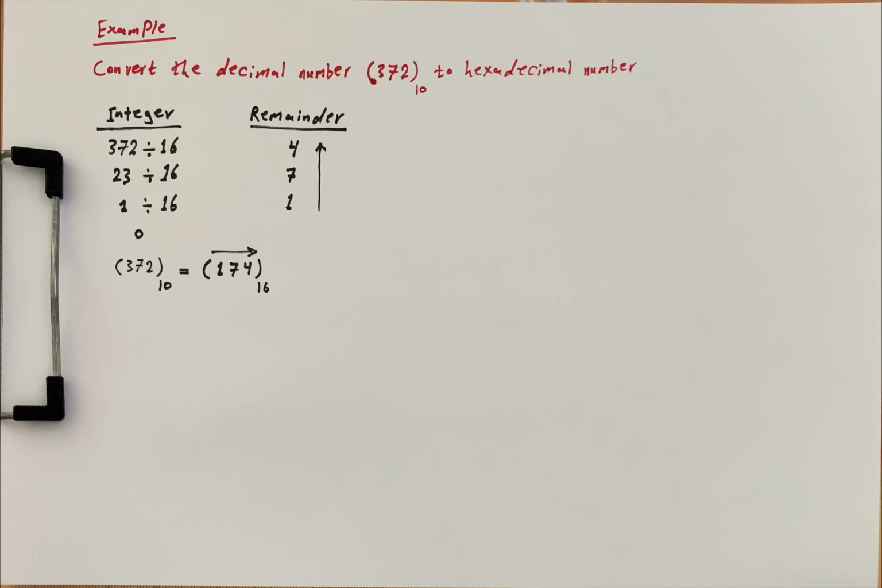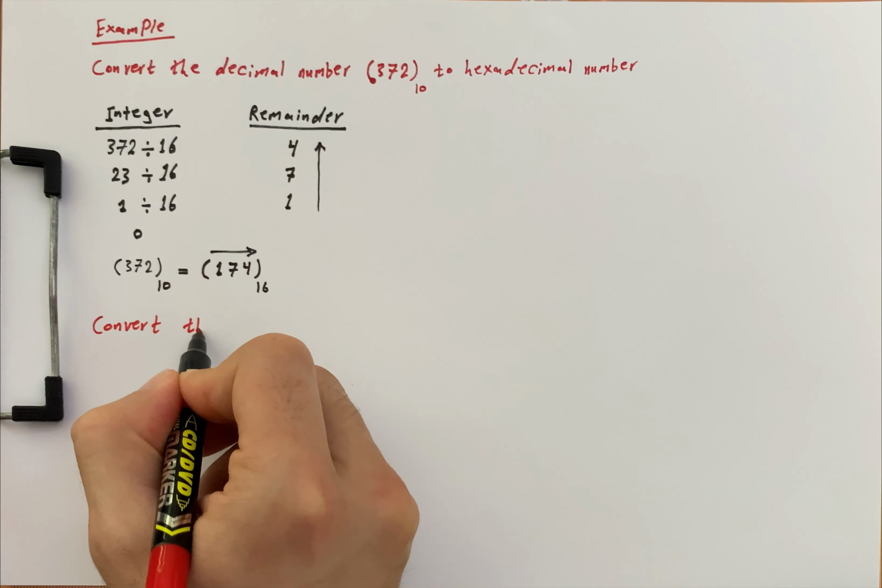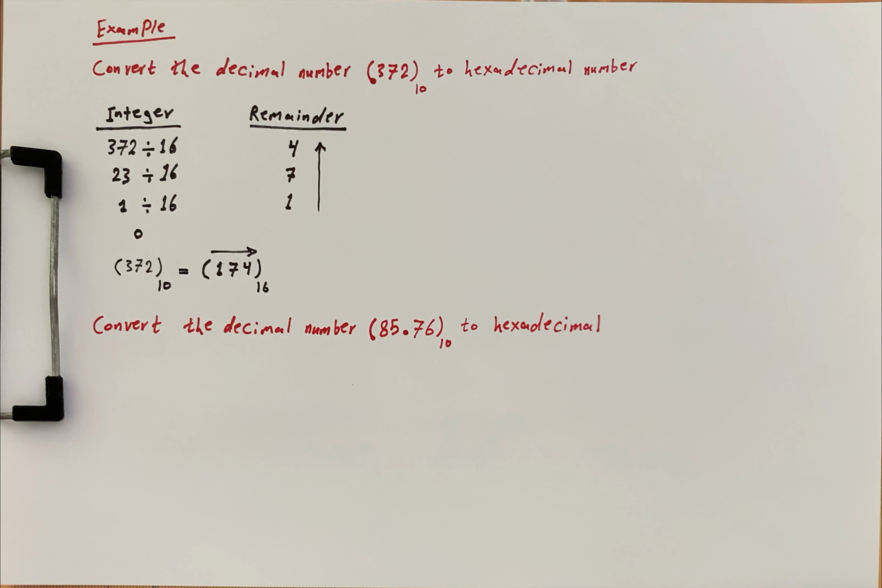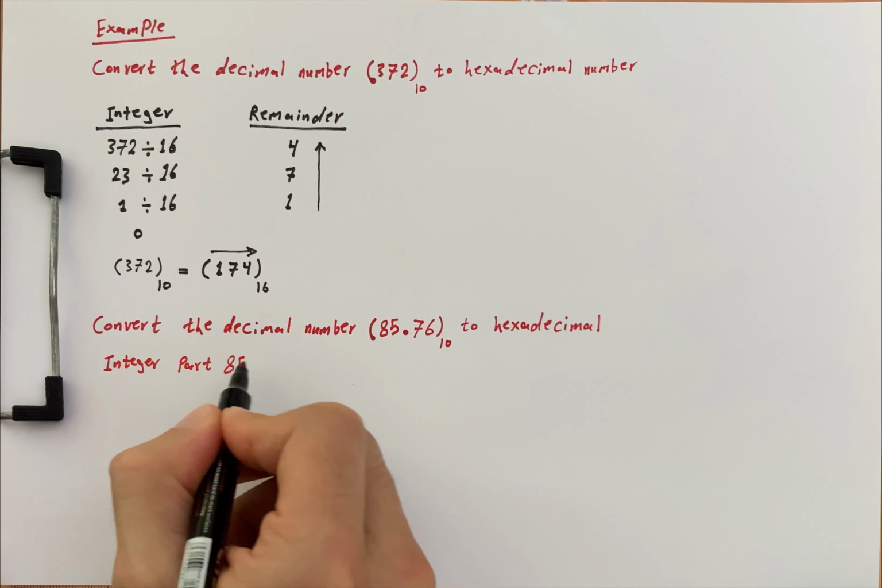Let us take another example with decimal point. Convert the decimal number 85.76 to hexadecimal. For convenience, we will take the number as two parts, the integer part and the fractional part. Then we add the two converted parts together. First, we will convert the integer part of the number, which is 85.